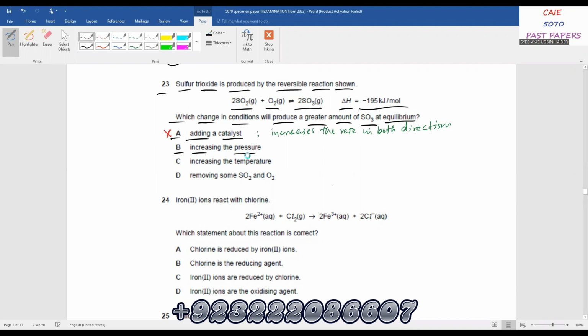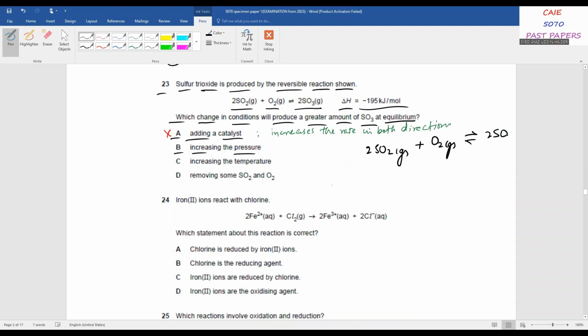B, increasing the pressure. What will happen if you increase the pressure? Let's look at the number of moles of gases on both sides. I'm writing the equation here. 2SO2 gas plus O2 gas gives 2SO3 gas. So count the number of gas moles. We have 3 moles here. If you increase the pressure, equilibrium will shift to the side which has fewer moles. So this is the right statement. So the answer should be B, but we will check the other choices also.